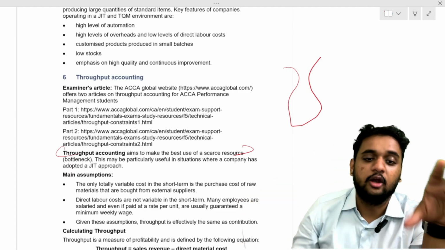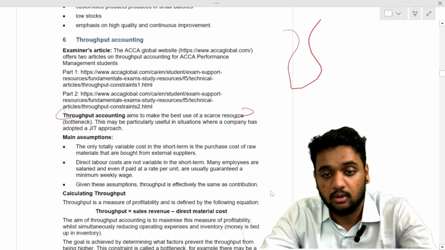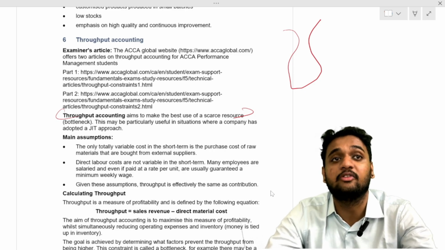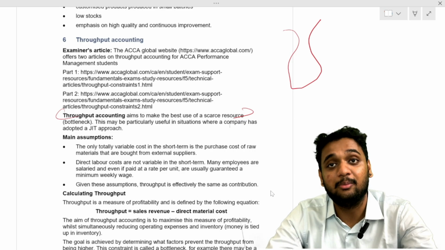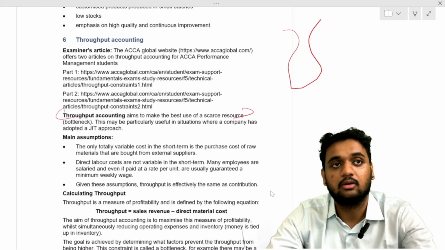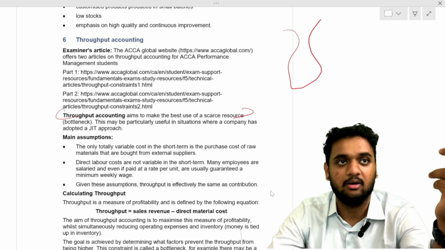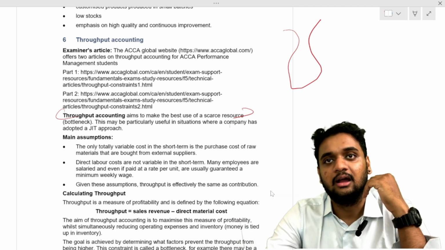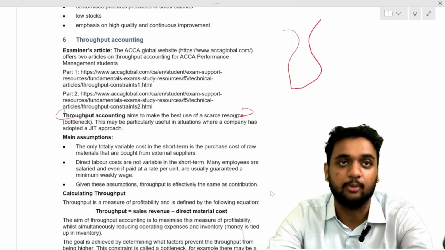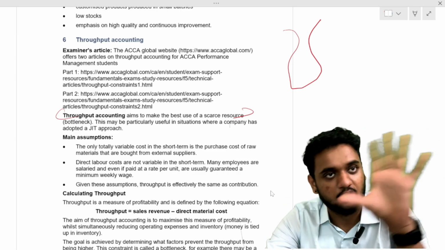Understood? So throughput, what you are assuming, is a very important assumption. Direct material is the only variable cost. Labor is fixed cost. When will labor become a fixed cost? When it's a monthly salary. When it's wages, it will become variable. As monthly salary, however many units we produce, we will pay the same monthly salary, whereas wages we will pay based on how many units we produce. So here we will assume labor is fixed cost.